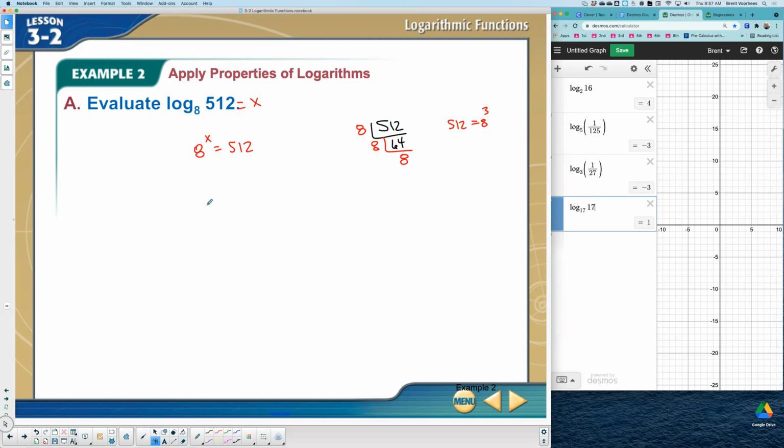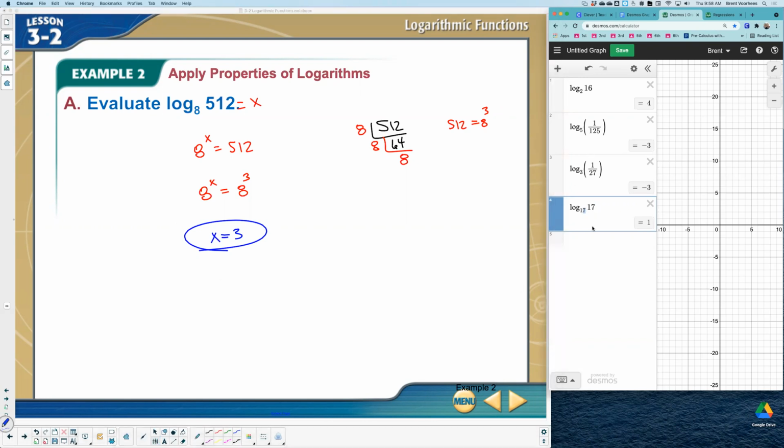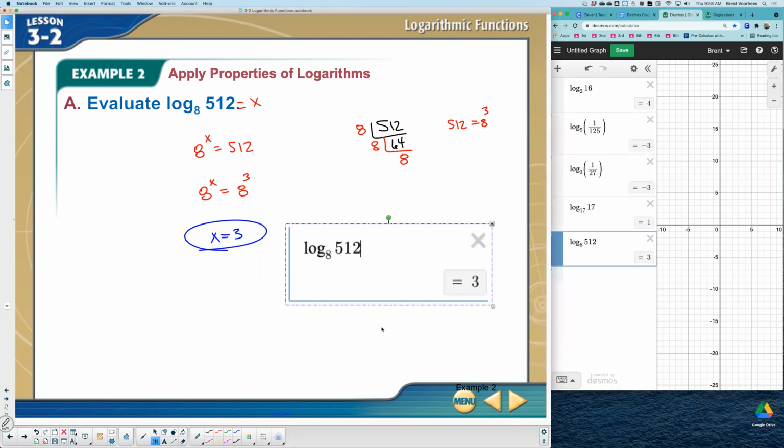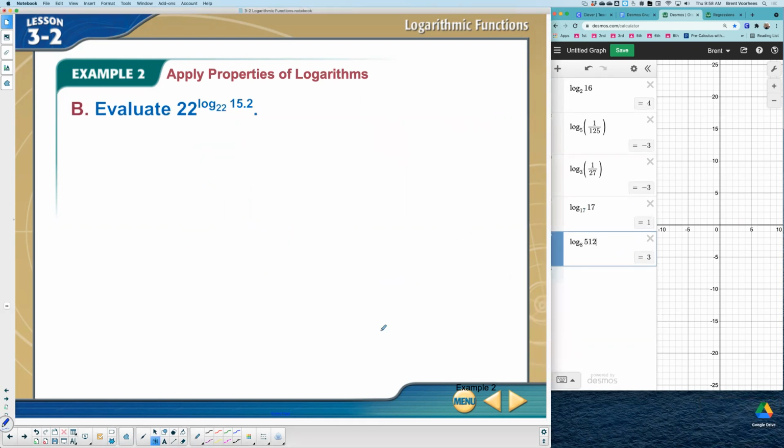Okay, so the answer here is 8 to the power of x equals 8 to the power of 3. Again, I'm writing a whole lot of extra steps that I don't expect you to necessarily write, because you probably just know, oh, my answer is 3 from there. But that is correct. Log base 8 of 512, the answer is 3. That is correct. All right, part B.